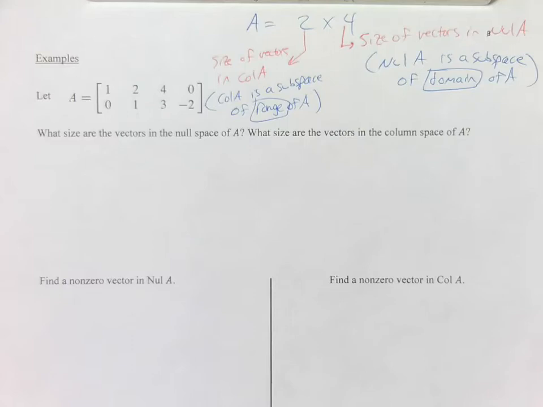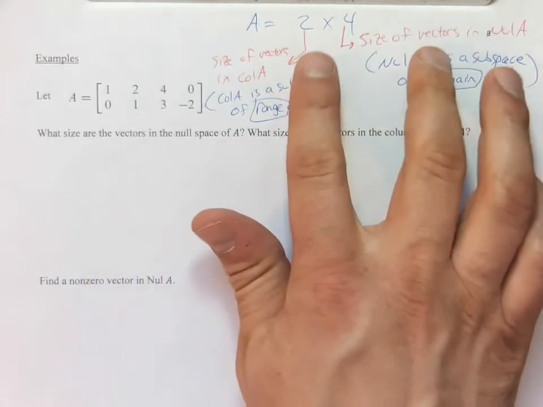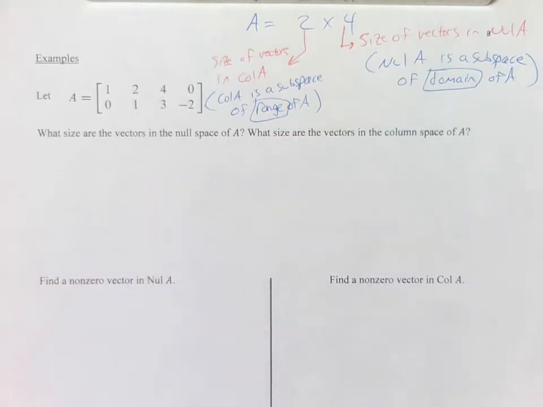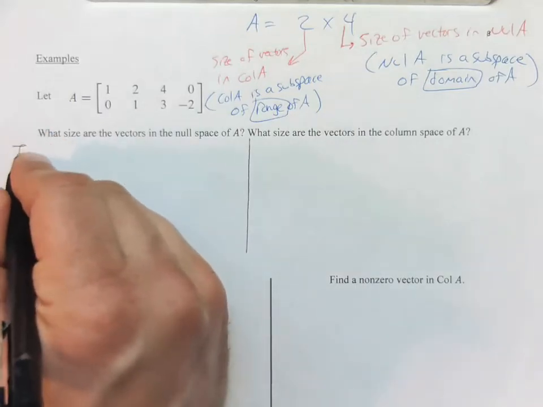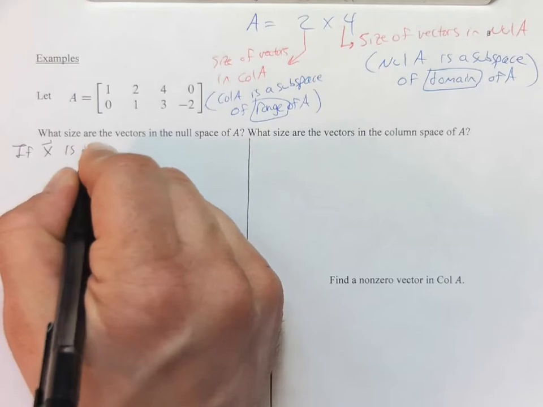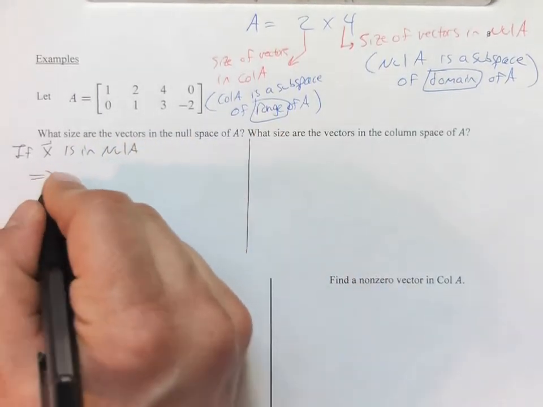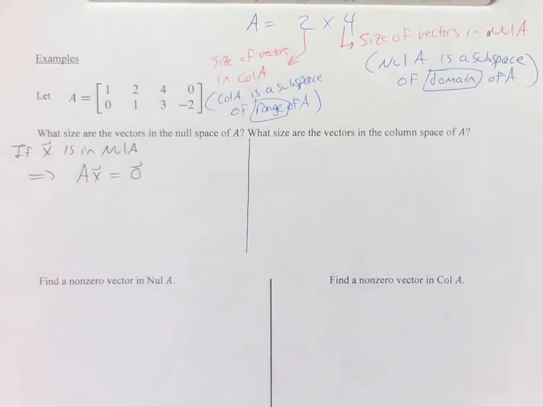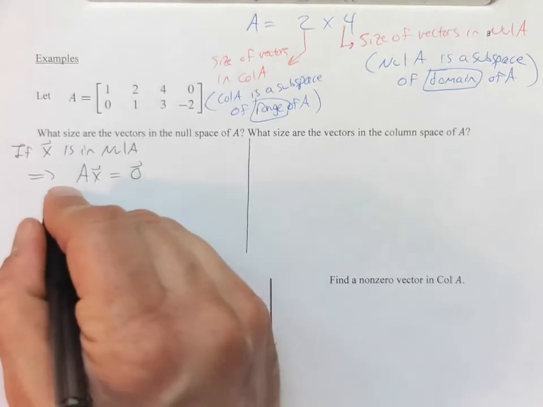Okay, and so that means if we're trying to think about what size are the vectors in each one, I mean, we've kind of already done that right here, but I want to just reiterate that one more time and make it a little more clear. So if we have a value x and it's in the null space, then that means that you should be able to multiply it by A and get the 0 vector, right?